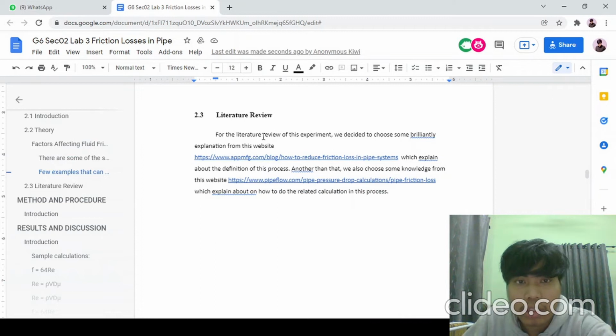For the literature review, we decided to take this from this website because it explains the definition of this process, and for the calculations, we refer to this website.